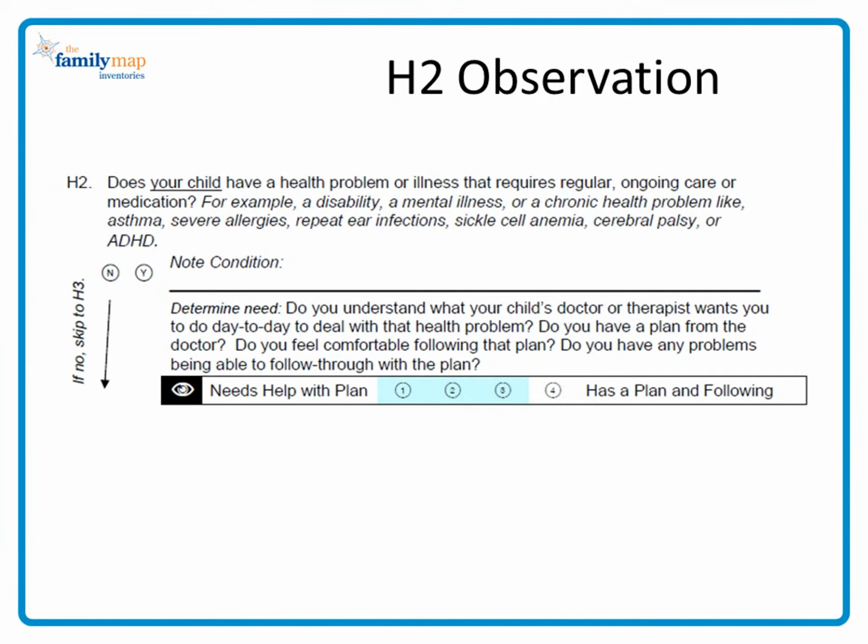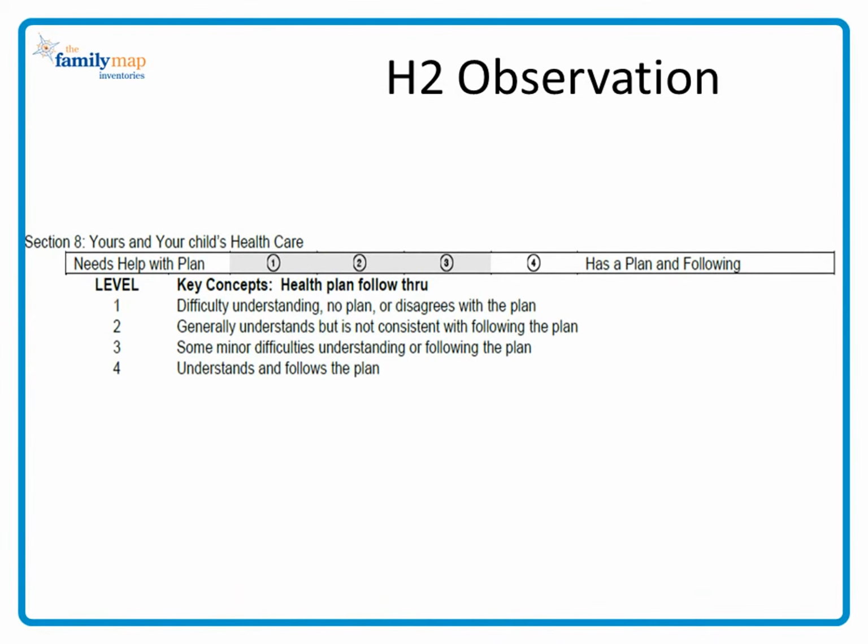We heard from this interview one way to follow up on question H2. Based on this conversation, we could fill in the observation question. Here are the 1 through 4 definitions from the observational card. 1 means difficulty understanding, no plan, or disagrees with the plan. 2 means generally understands but is not consistent with following the plan. 3, some minor difficulties understanding or following the plan. And 4 means understands and follows the plan.